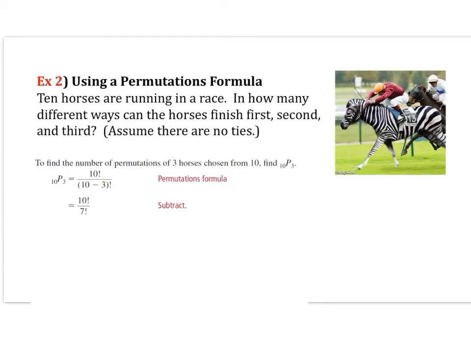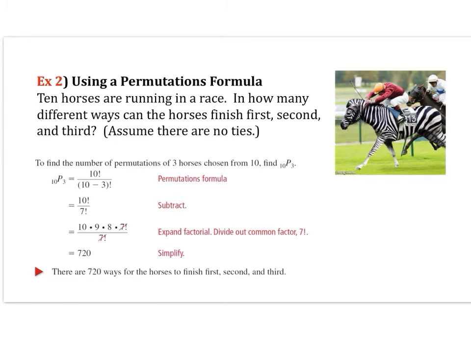And then once you have your setup, work out the denominator to be simplified, in this case 10 minus 3, which is 7. So you have 10 factorial divided by 7 factorial. Expand, so that's 10 times 9 times 8 times 7. You can stop at the 7 in the numerator because you want it. You can just divide out the 7 factorial in the numerator with the 7 factorial in the denominator. And that leaves you with 10 times 9 times 8, which is 720. So there are 720 ways for the horses to finish first, second, and third. That's a lot.